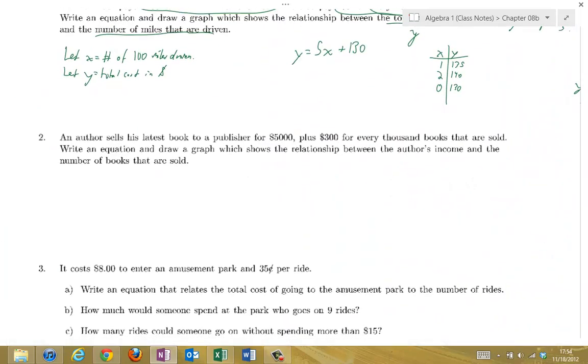Number 2. Author sells his latest book to a publisher for $5,000 plus $3,000 for every 1,000 books sold. This is very similar. Let x equal the number of 1,000 books sold. And then let y equal, it wouldn't really be the cost, it would be the income.